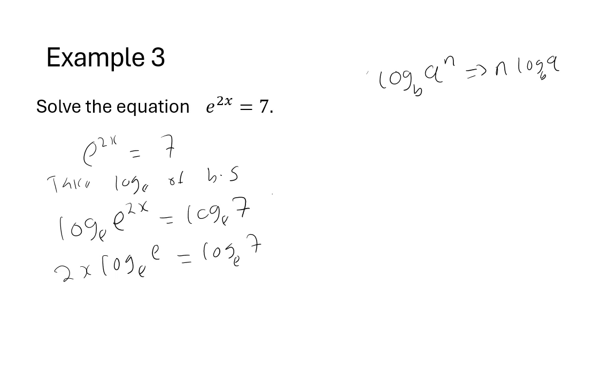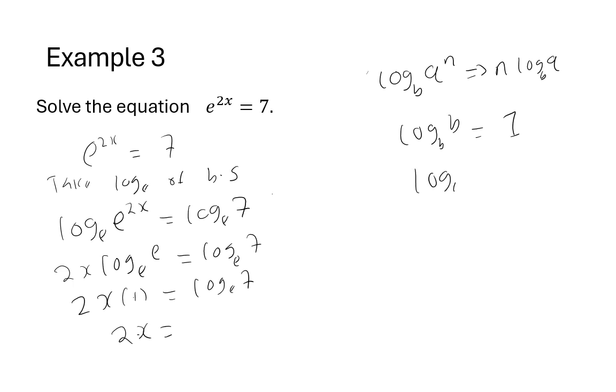And remember, we also have a rule that whenever you have log of something, whether it is e or b, and the base is the same as what you are taking log of, it is always equal to 1. So this will imply 2x times 1 is equal to log e 7. And from here, 2x times 1 is just 2x, which is equal to log of base e 7. And just remember, log e is the same as ln, so I can just write it as ln 7.